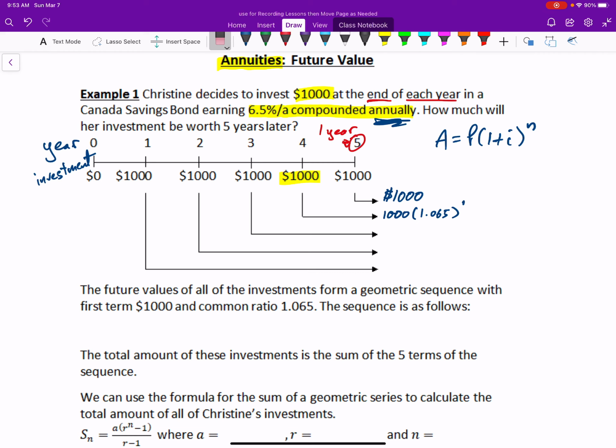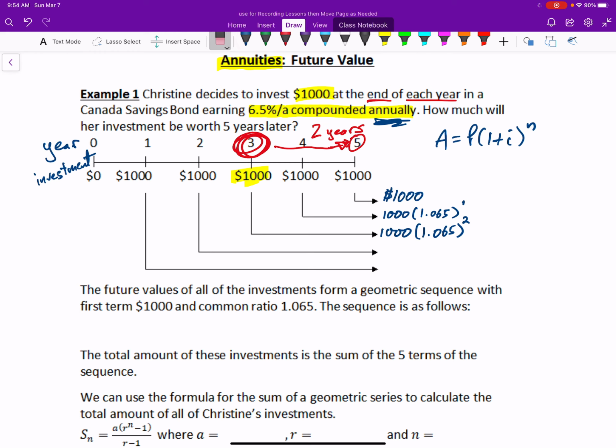Well, if we go backwards to the next one, the $1,000 she invested at year 3 will have had 2 years to grow, won't it? It's growing from year 3, and then at year 5 we're calculating what it's worth. So 2 years will have gone past. So what we really have for this $1,000 is an investment of 1,000 times 1.065 to the exponent 2. The only thing that's changing is the exponent.